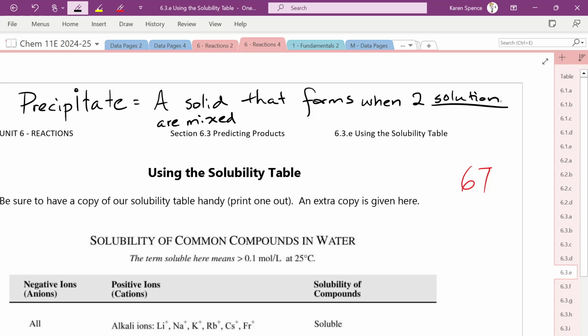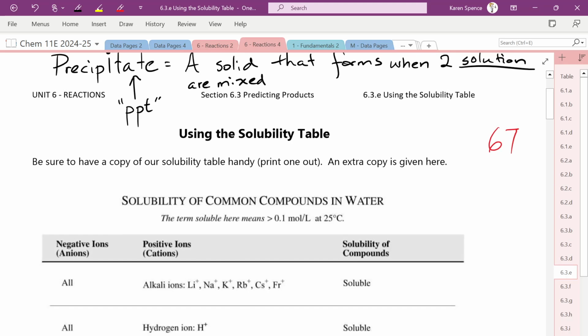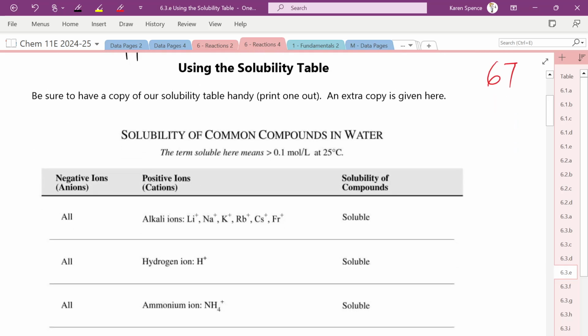Now, what we're going to be figuring out is when we swap them and they get their new partner, is the new partner going to stay in solution or is it going to form a precipitate? Okay? And this is also abbreviated PPT. That is a standard abbreviation for that. We are on page 67. Now, this table is also in your data booklet. You will be able to use it during any quizzes or tests. Okay? Now, let's take a look at what information this gives us.